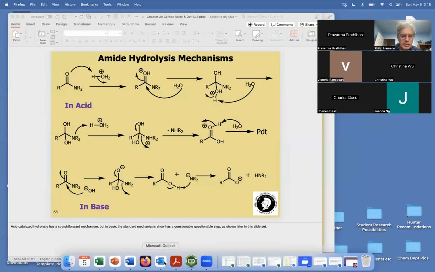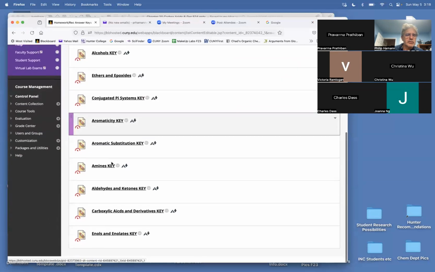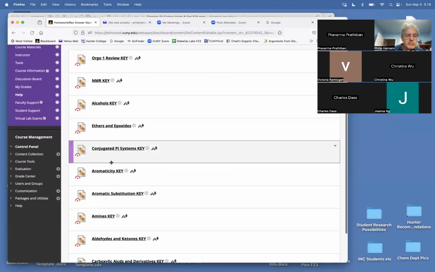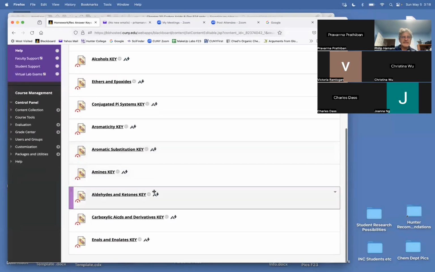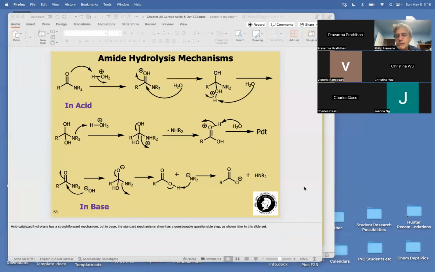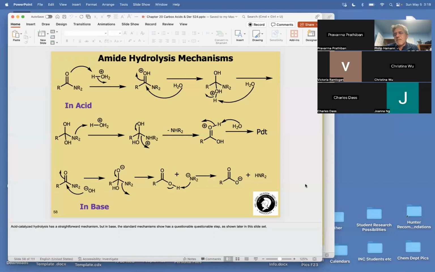Chapter 21, I didn't look at that one. It should be out. Yeah, the carboxylic acids was already there. The enolate is now there. So if you have time to go through it, you can bring questions on Tuesday.